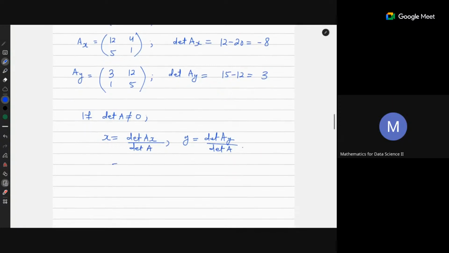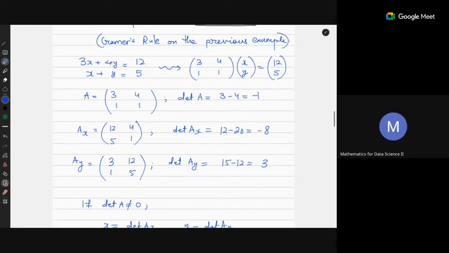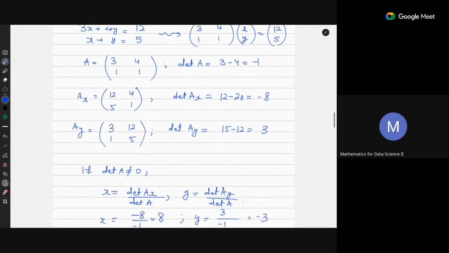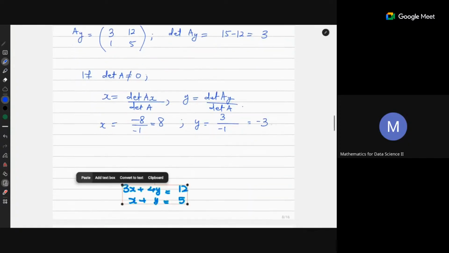We know the determinant of AX is minus 8, and the determinant of A is minus 1, so it will give you 8. So x is 8. What is y? y is 3 divided by minus 1, so the answer is minus 3. So 8 and minus 3 is the solution to the given system of equations. Now let's verify the solution in the equations.